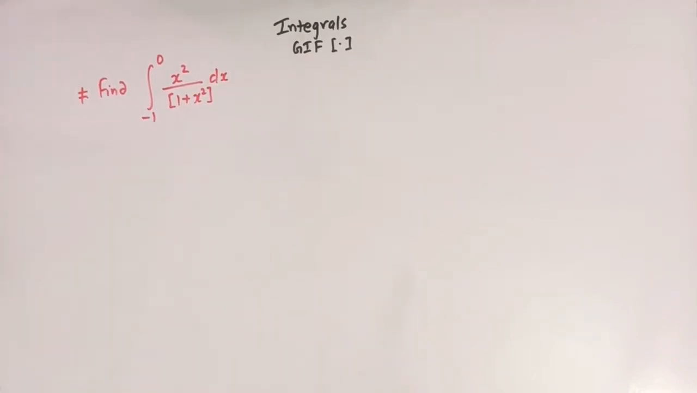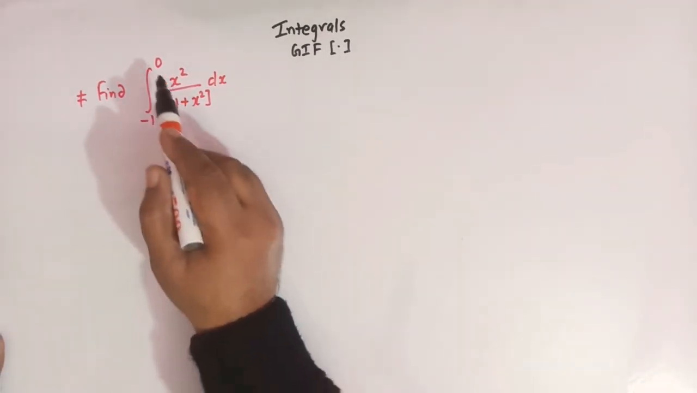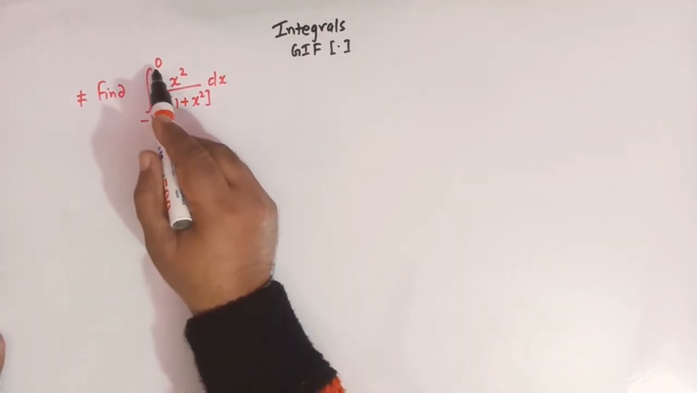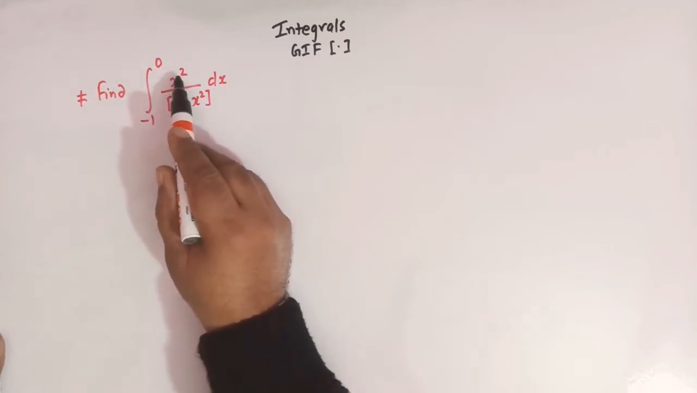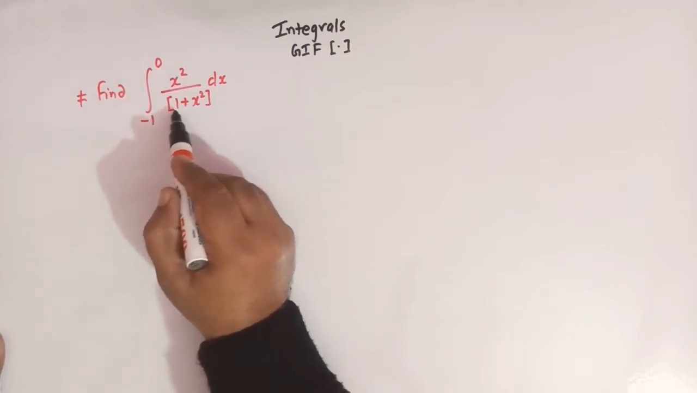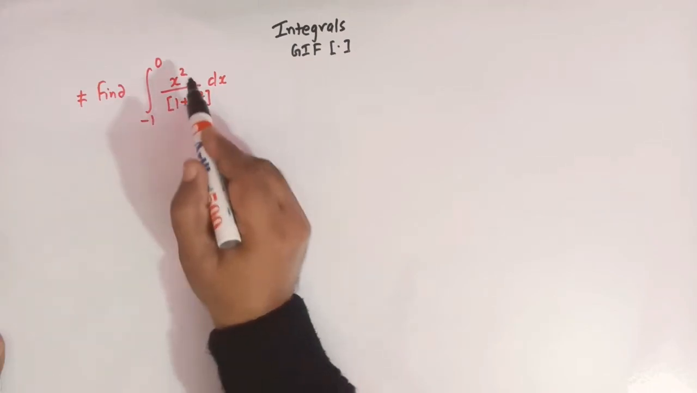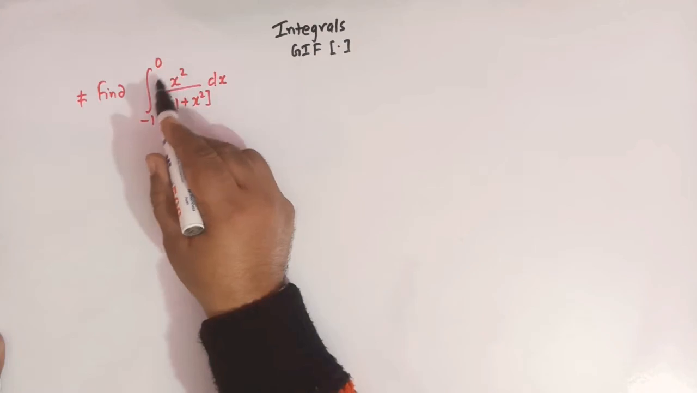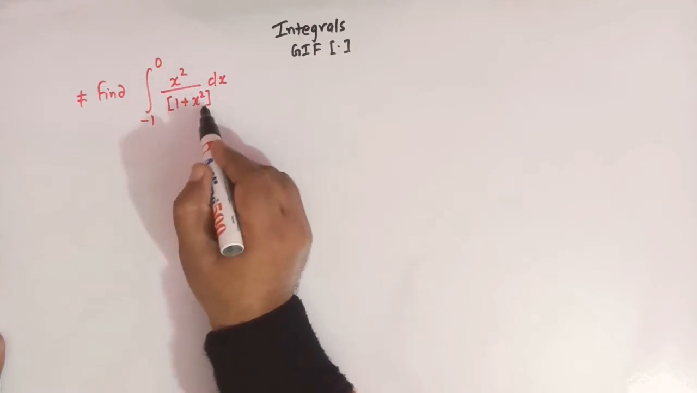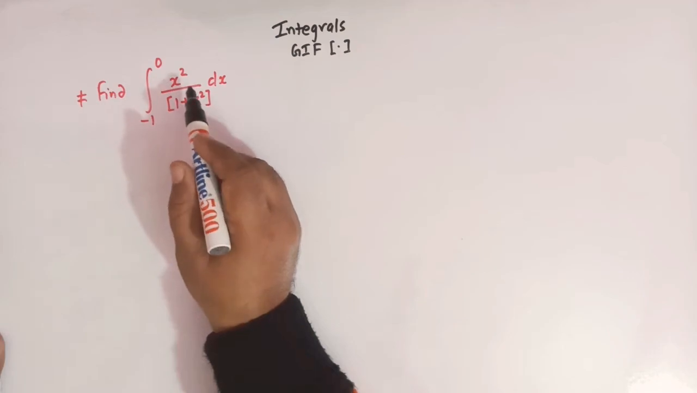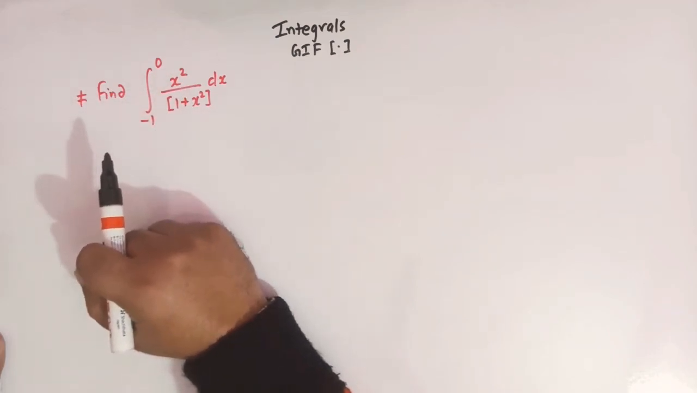Hello viewers, in today's class we are going to discuss yet another important and conceptual problem from definite integrals involving the greatest integer function. Here we have to find the integral from -1 to 0 of x square over the greatest integer of 1 plus x square. The integrand involves the greatest integer function, so this is a very important problem for beginners.